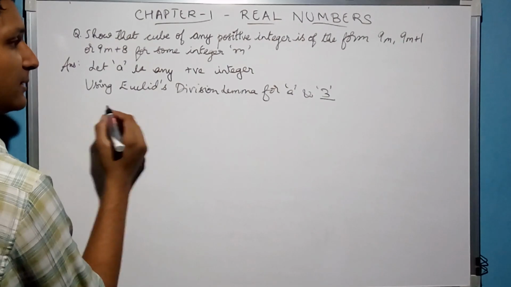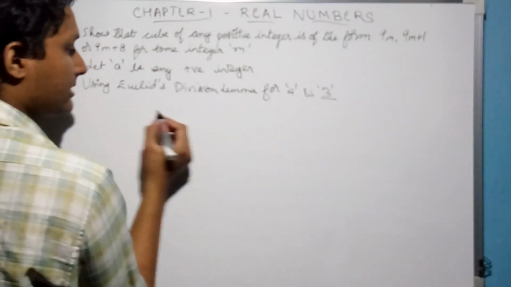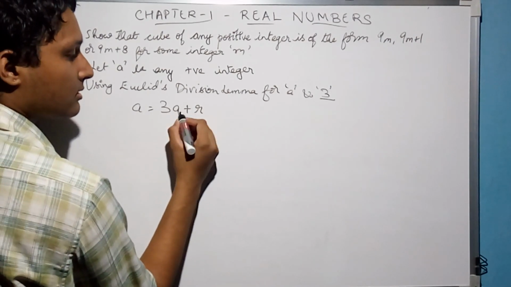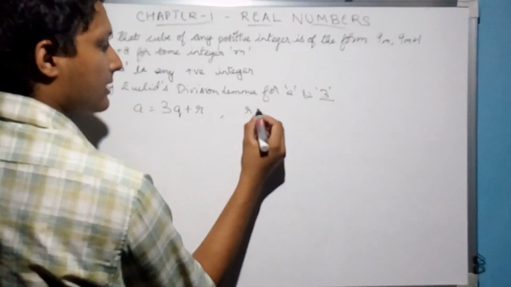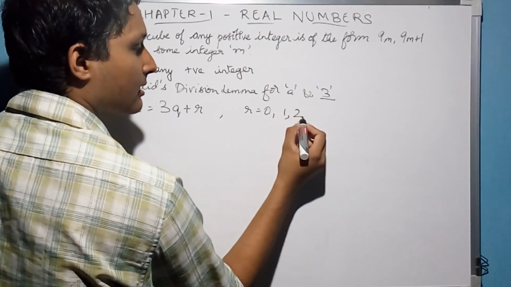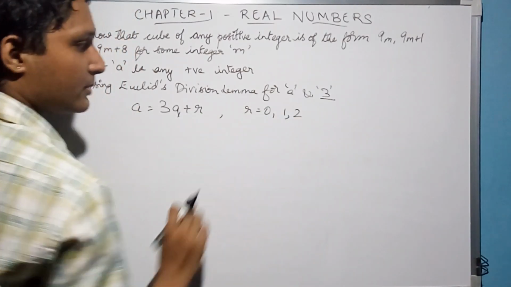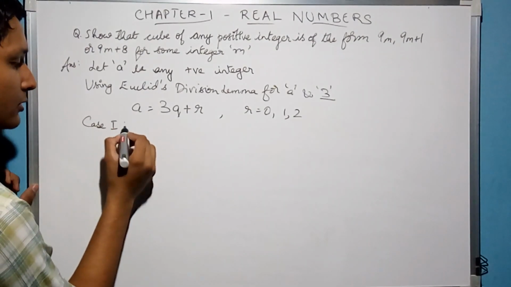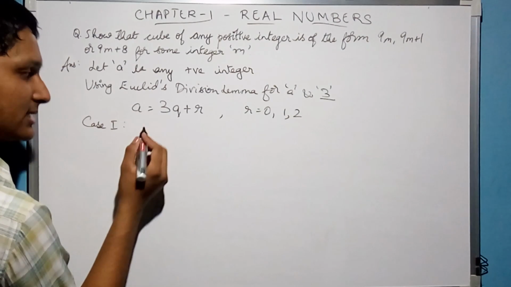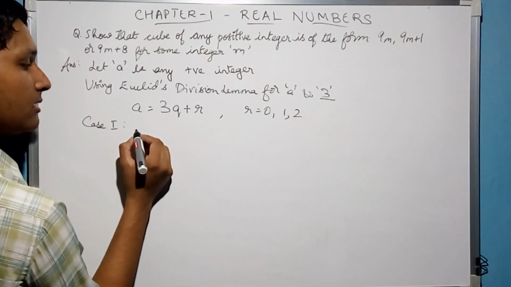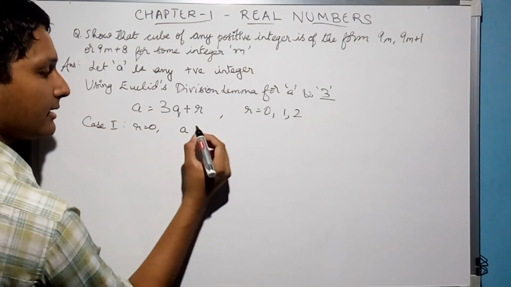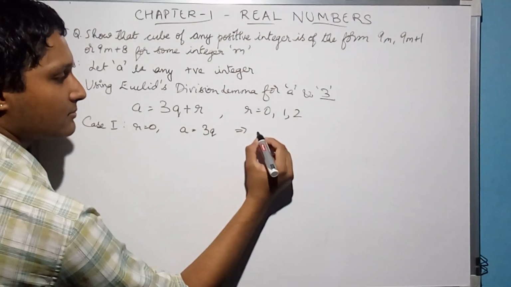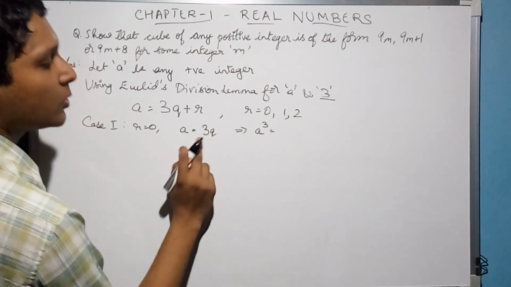So in applying Euclid's division lemma for a and 3, you can find out that a is equal to 3q plus r, where r can be 0, 1, 2. Yeah, 3 cannot be the case. So in the first case, I'm going to do it a little bit faster because the previous question was the same. Here, when r is equal to 0, a is equal to 3q. From this you can show that a cube is equal to (3q) whole cube.